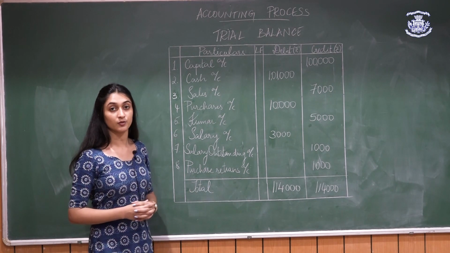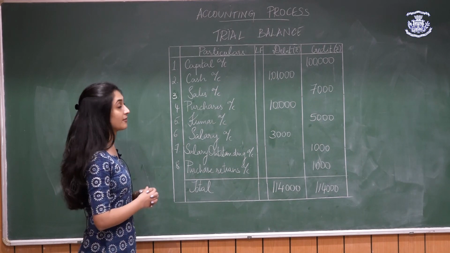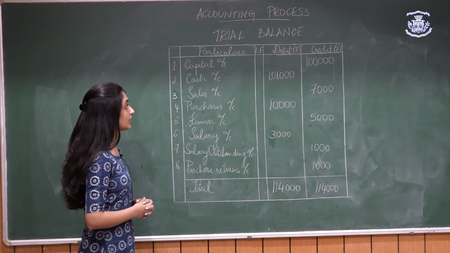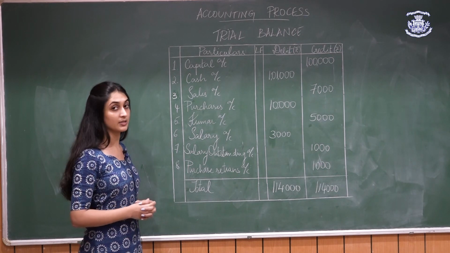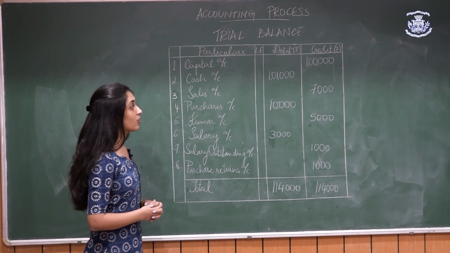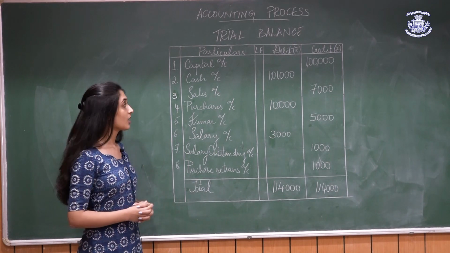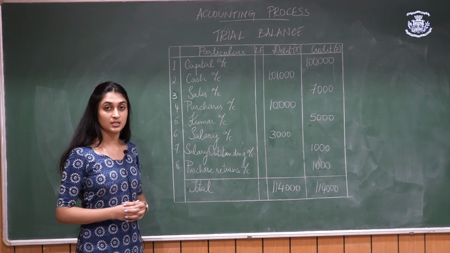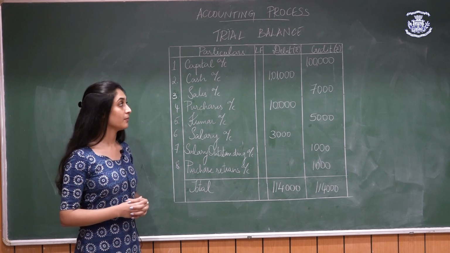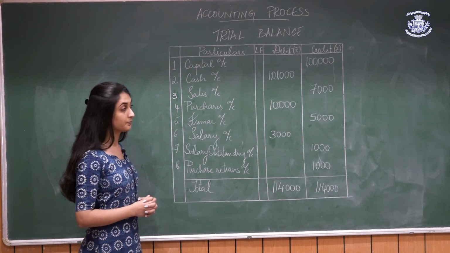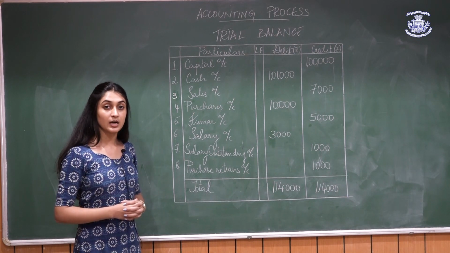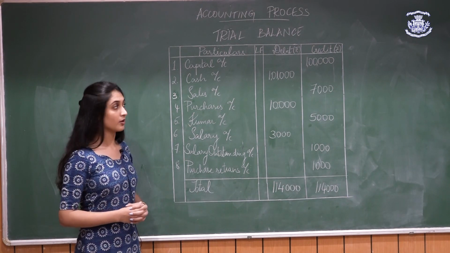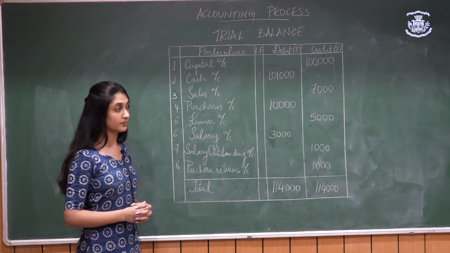This is the format of the trial balance. We have the particulars column, the ledger folio, which indicates the ledger number where the entry is posted, the debit column and the credit column. All assets, expenses and drawing accounts will be written in the debit column, while all capital accounts, liability accounts and income accounts will be recorded in the credit column.